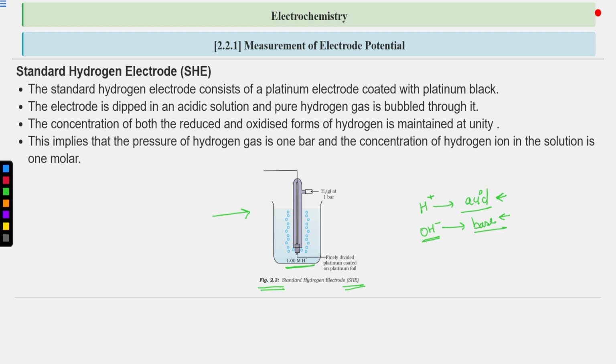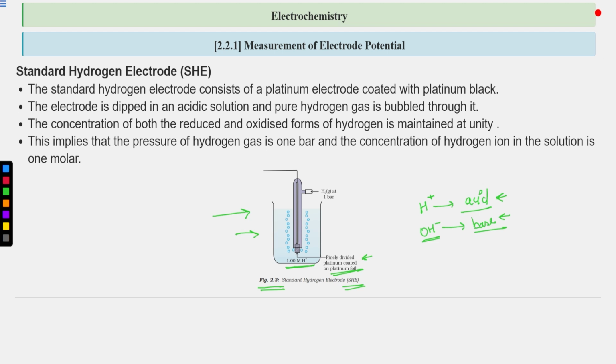Now we have finely divided platinum coated on the platinum foil. So we have this electrode of platinum metal, and it is coated with platinum black. Here you can see it is written that finely divided platinum is coated on the platinum foil. You can see we have some covering on this electrode, and we also have an opening here. In the solution, the reaction is happening for the hydrogen atoms, and the reduction and the oxidation are happening in the same half cell.